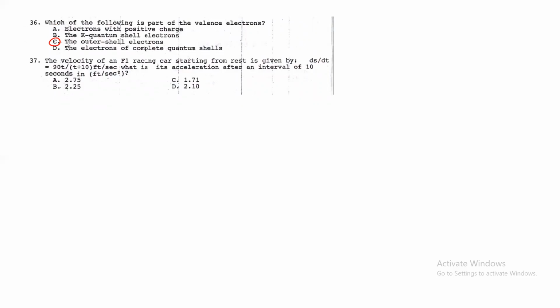The next, 37, the velocity of an F1 racing car starting from rest is given by ds over dt is equal to 90t over t plus 10. So, what is the acceleration after an interval of 10 seconds? Paano itong 37, guys? So, velocity is equals to 90t over t plus 10. So, hinahanap natin yung acceleration, guys. So, di ba ang acceleration is derivative ng v with respect to time.